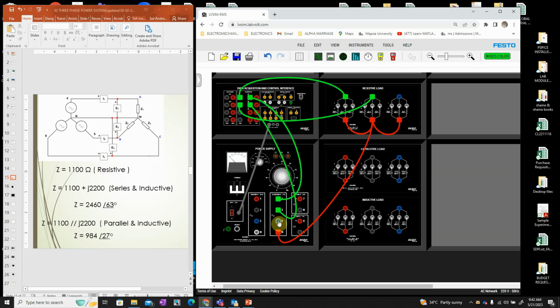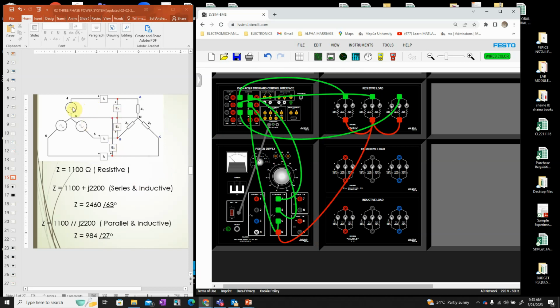Okay, from 6 up to I3 positive. Then from I3 negative into C, right? And of course, our load here, I'm using a load that is 1100 only. Let's say just open this one, open this one, open this one. So all of them, 1100, 1100. They are now Y connected load with this.